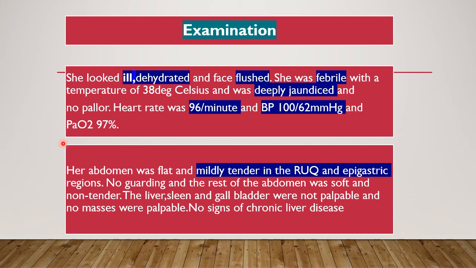Her abdomen was flat and mildly tender in the right upper quadrant and epigastric regions. There was no guarding, and the rest of the abdomen was soft and non-tender. The liver, spleen, and gallbladder were not palpable, and there were no masses palpable either. No signs of chronic liver disease were evident.